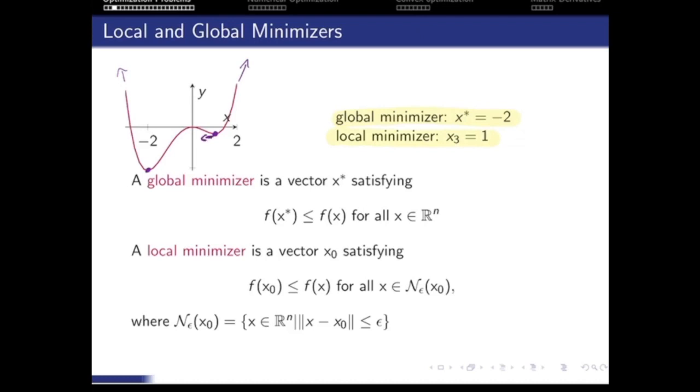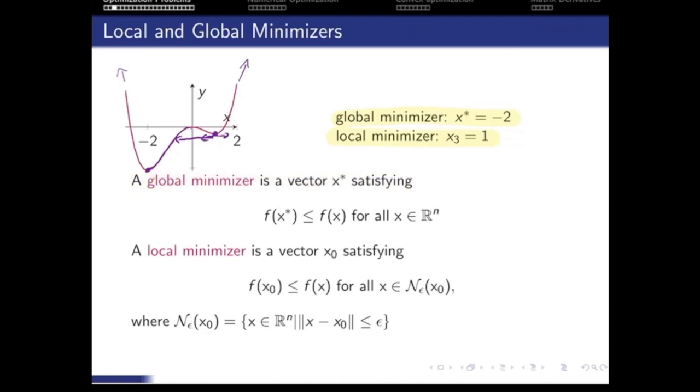If you go from x3 a bit to the left and to the right, then you see that the function value is increasing. But if you go further to the left, for example, then you see that the function value is again decreasing, and hence it's only a local minimizer.